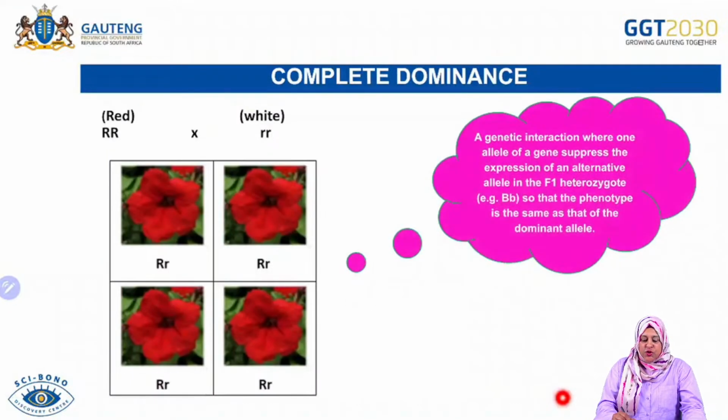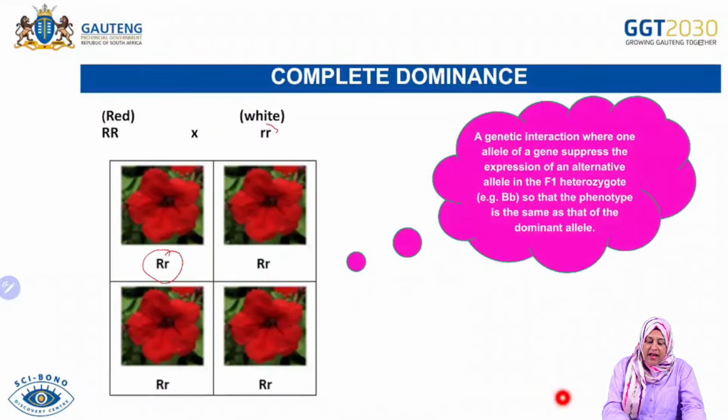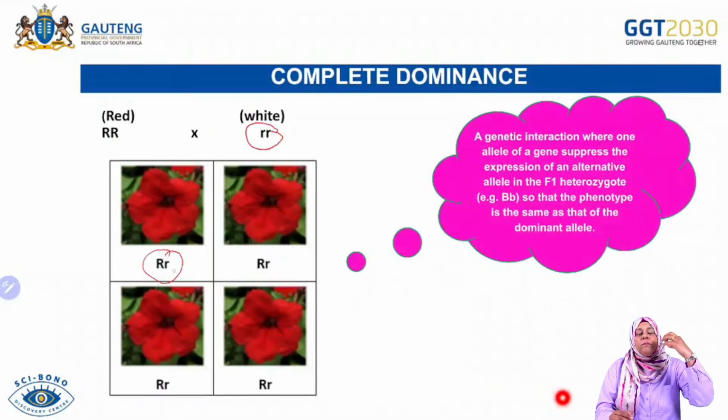A genetic interaction when one allele of a gene suppresses the expression of the alternate allele, right? In the F1 heterozygous state. So if you look here, red is dominant over white. How do I know that? Because when I have a capital R and a small r, I still get the color red. The only time I will get a white flower is when I have a small letter r and a small letter r together, the homozygous recessive state. As long as I have the big R and the small r, the color of the flower is going to be red, because red is completely dominant over white.